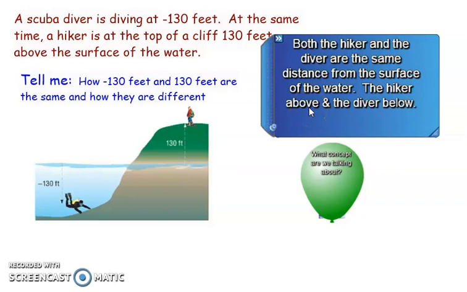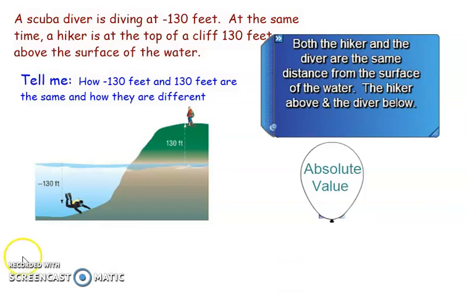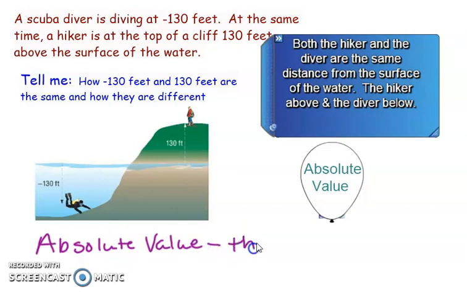So how are they the same? 130 feet. How are they different? Positive and negative. So this is the concept that we're talking about, absolute value. Let's go ahead and write a couple of notes. What is absolute value? Absolute value is the distance from zero. In this case, it is the distance from sea level.